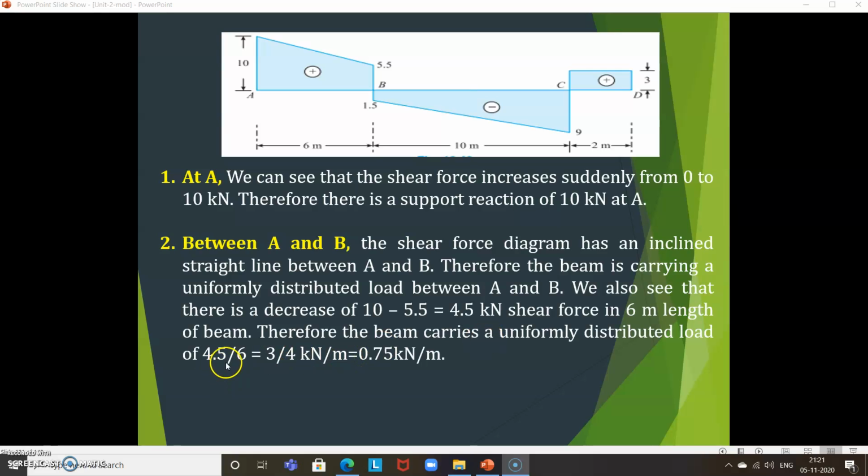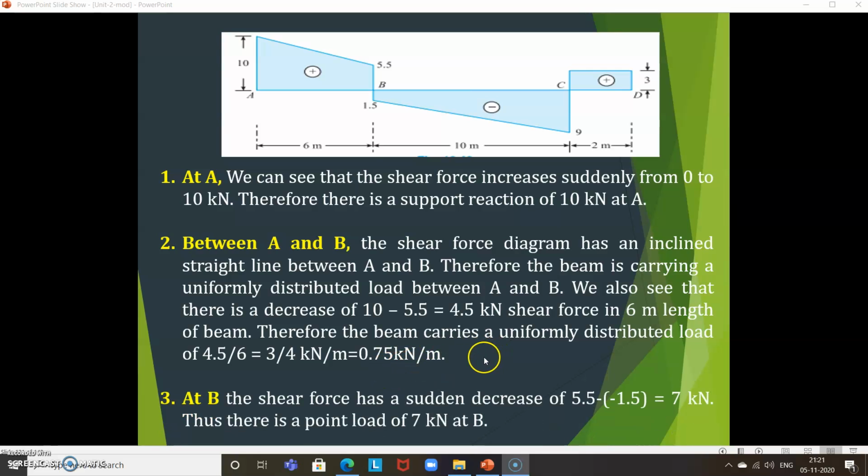So therefore it is divided by the length of 6, and you get 0.75 kilonewton per meter. Next, at B, you can see that there is a sudden decrease from 5.5 to 1.5. You can see there is a decrease of 5.5 to 1.5.